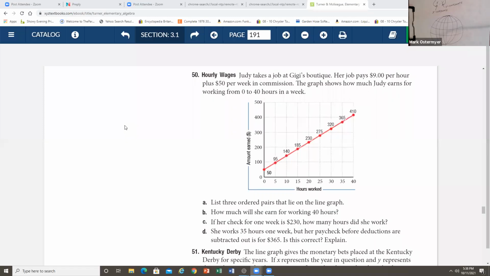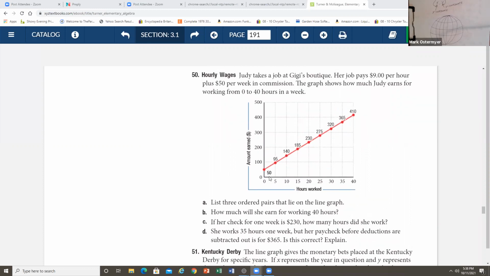All right, let's look at this example here. This is number 50 in section 3.1. It says Judy takes a job at Gigi's boutique. Her job pays $9 per hour plus $50 per week in commission. The graph shows how much Judy earns for working from 0 to 40 hours in a week.